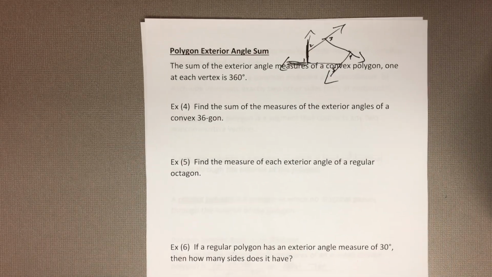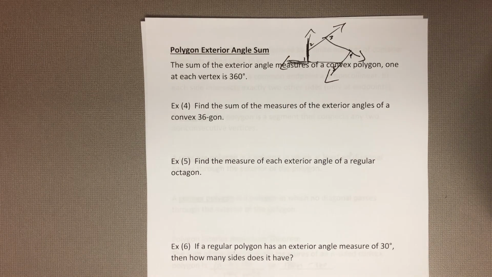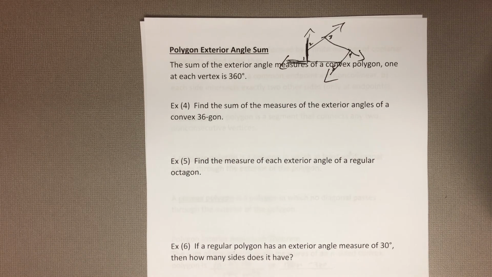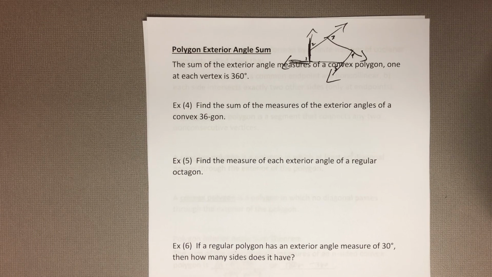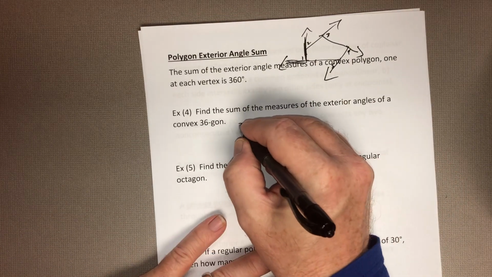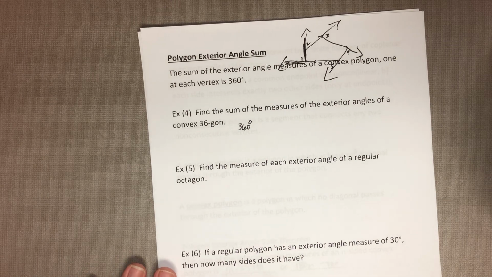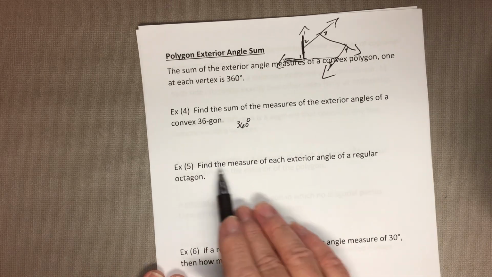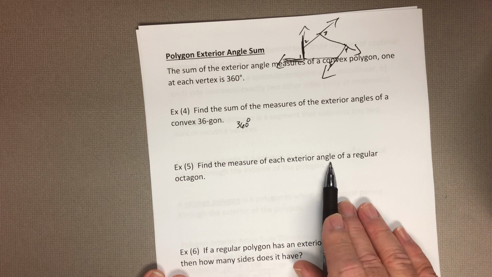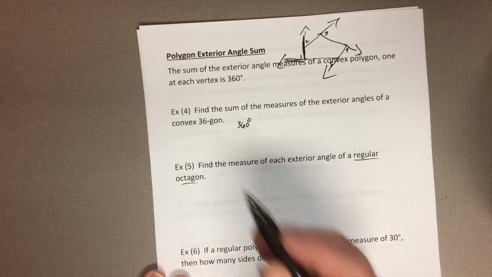Number 4 says, find the sum of the measures of the exterior angles of a 36-gon. Well, we already know that answer from the theorem. It is 360 degrees. There's no work that needs to be done. Now, let's look at number 5. Find the measure of each exterior angle of a regular octagon.